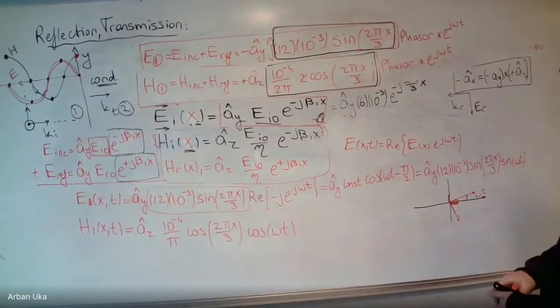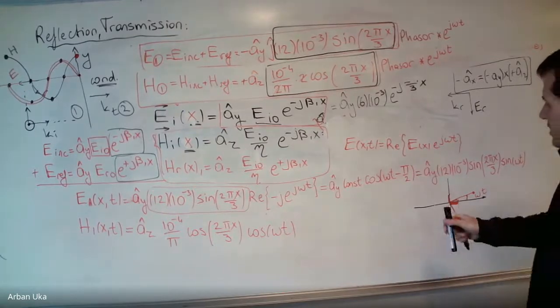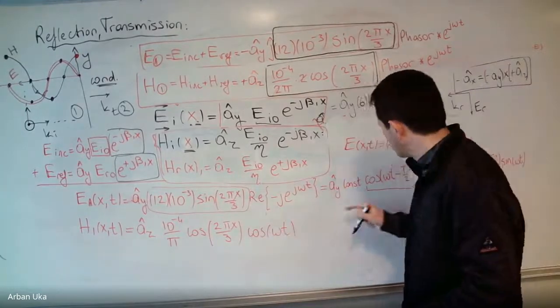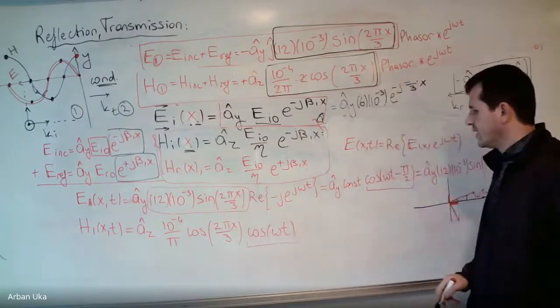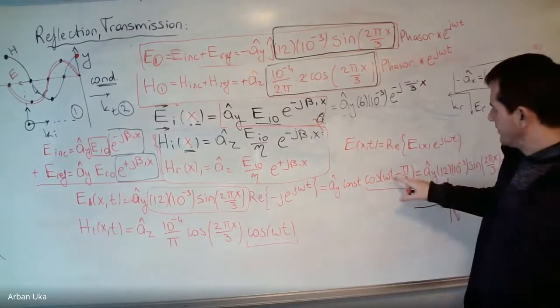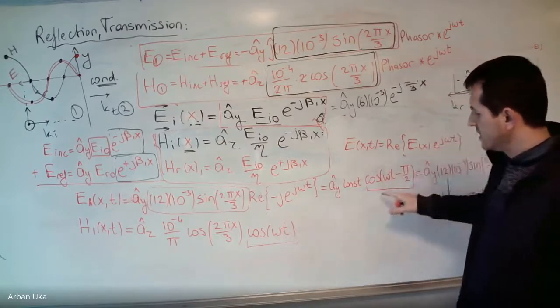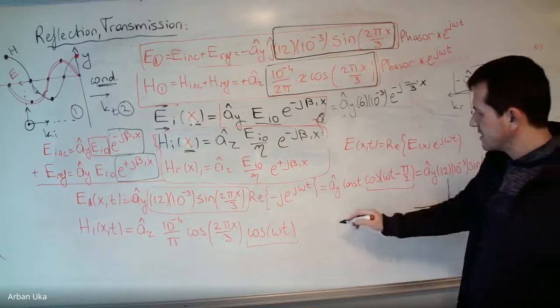And in fact, we can also observe that they are out of phase in time, because the previous expression is cosine omega t minus pi over 2, and this is cosine omega t. So at the same instant in time, this H is leading, because this has a maximum and this is still 0. So this is a phase difference.